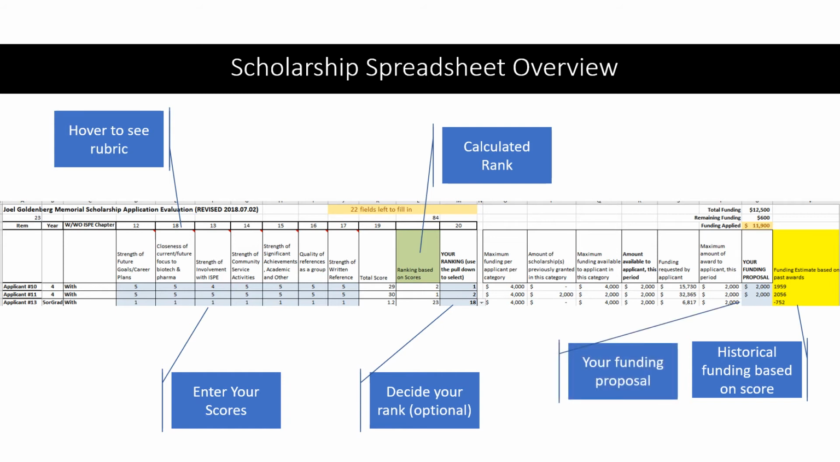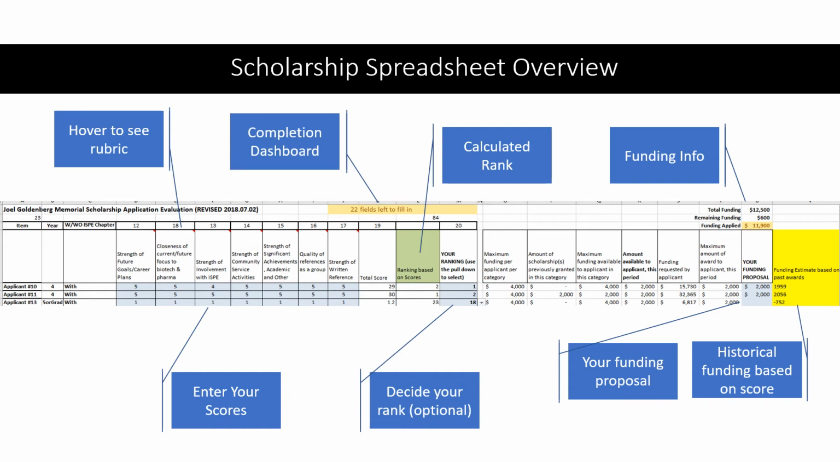And the most important is that you will provide your own funding proposal. You have a great deal of latitude here. I would use the funding estimate as some guidance, but what you want to make sure you do is don't overspend your budget. We generally have $12,500 per round to give out, and this section of the spreadsheet will keep a tally for you so you know if you have more money to give out or not. When you're done completing the spreadsheet, this field here will turn green and congratulate you.